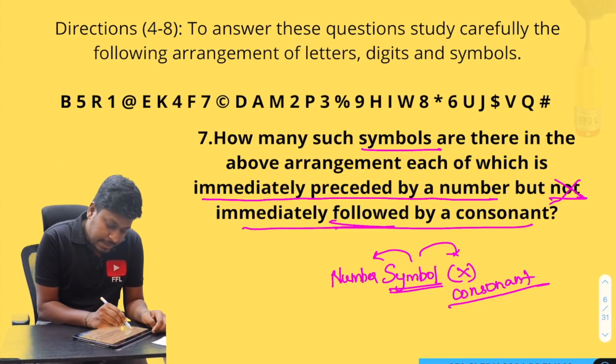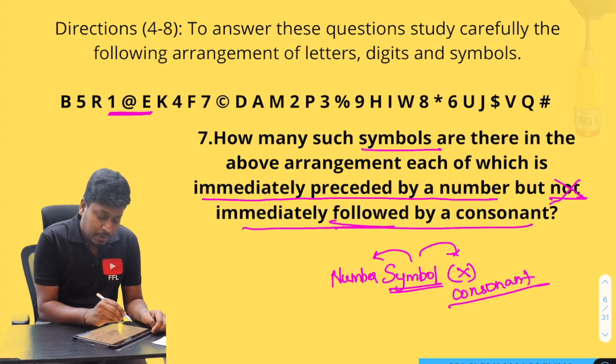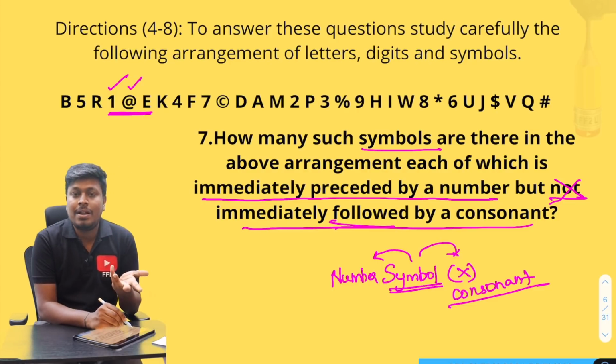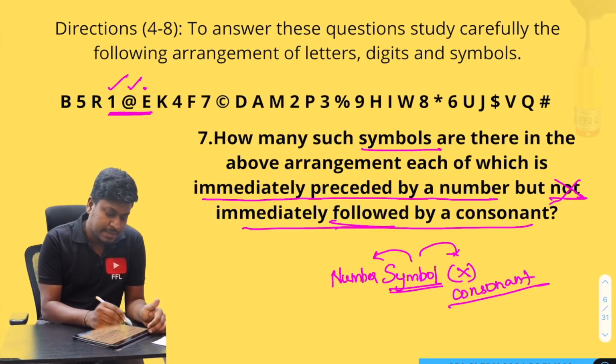See, number is 1. I can take this as one set, because this one is a number. So @ is a symbol. E is not a consonant, E is a vowel. So we can take this as 1.